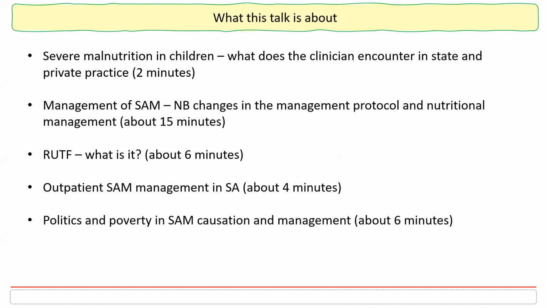I'm going to just give an overview of the type of clinical problems that pediatricians would encounter both in state and private practice. I'm then going to focus on changes in the management protocol for children with severe acute malnutrition, and I'm going to focus on the nutritional management. We'll then talk about ready-to-use therapeutic food, and then I'll just give you some oversight about whether outpatient management of SAM is feasible in South Africa. And finally, I'll talk a bit more broadly about politics and poverty in SAM causation.